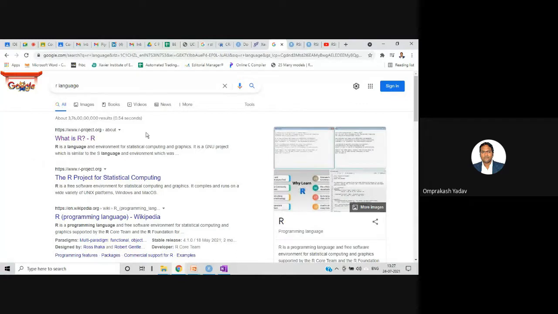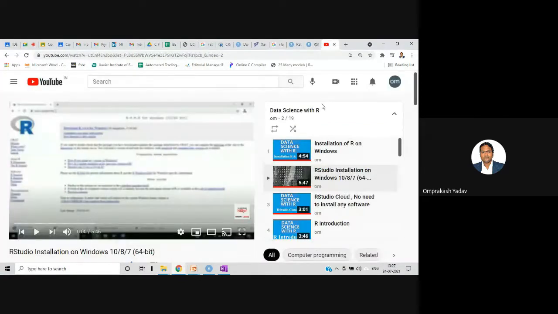Then after installing this R language software, you can go ahead with the installation of R Studio. After you install R Studio, your software is done. And the third video is for if you don't want to install anything; this is regarding our R Studio Cloud.